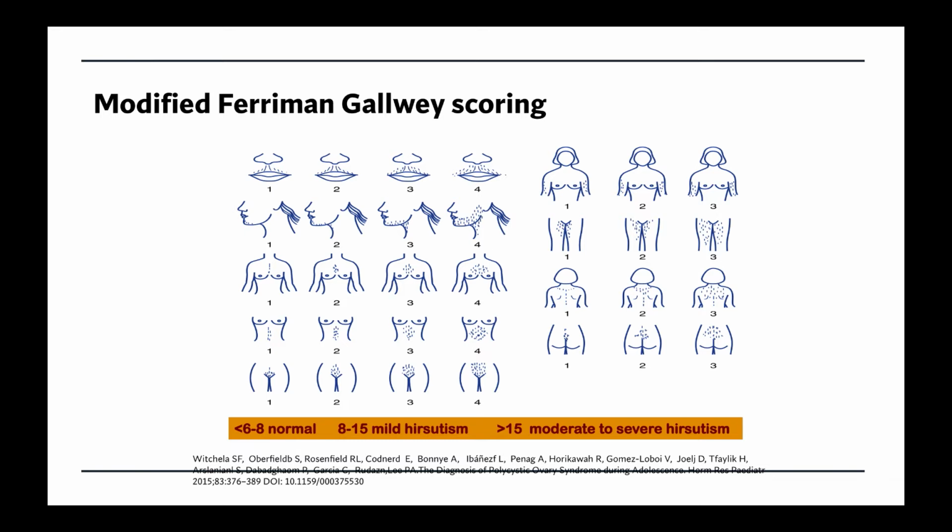And this is what we call the modified Ferriman-Gallwey scoring. As you can see here, we have 9 body areas: the upper lip, the chin, the chest, the upper abdomen, the lower abdomen, upper arms, thighs, upper back, and lower back. For each body area, we score it from 1 to 4. The modified Ferriman-Gallwey score will be the total for all 9 body areas. A total of less than 6 to 8 will be normal. A total of 8 to 15 is mild hirsutism, and a total of more than 15 is moderate to severe hirsutism.